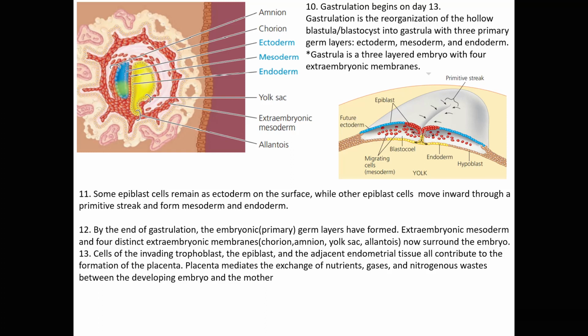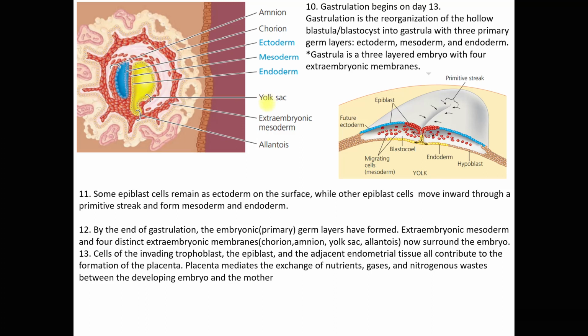This is the extra embryonic mesoderm, which was formed earlier, right? And the 4 distinct extra embryonic membranes. Remember the chorion, amnion, yolk sac, and allantois. They are all here, and now surround the embryo.